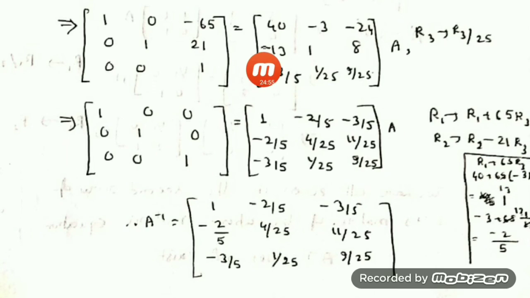Now do this: minus 13 minus 21 into 3 by 5. If you calculate, you will get minus 2 by 5. Similarly we have calculated here. This is in the new matrix B into A, so inverse is equal to this matrix.